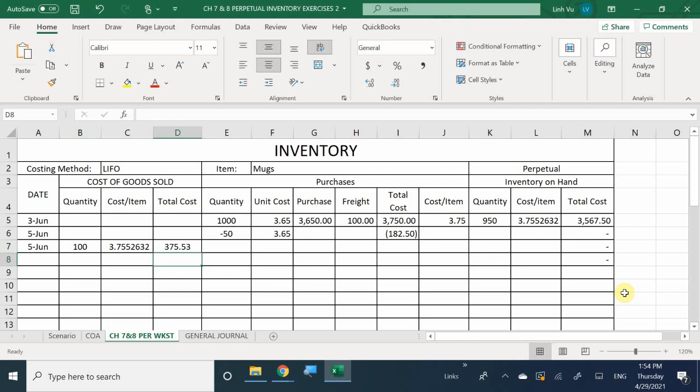So since I have this number right here, we could go ahead and journalize that. But first, let's just update my inventory so I don't forget. So in this case, how many items do I have left?